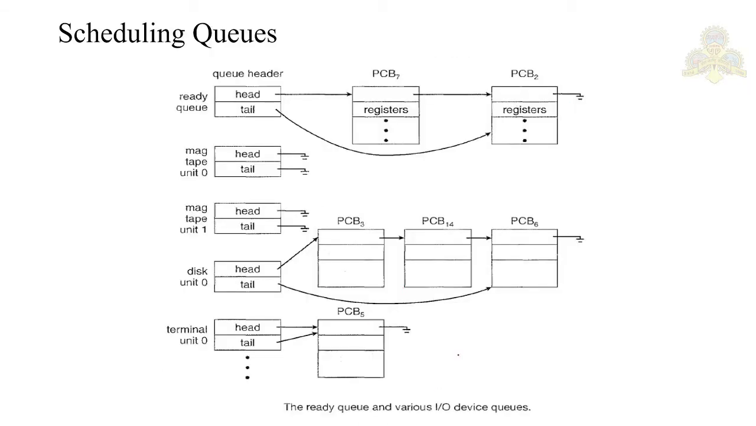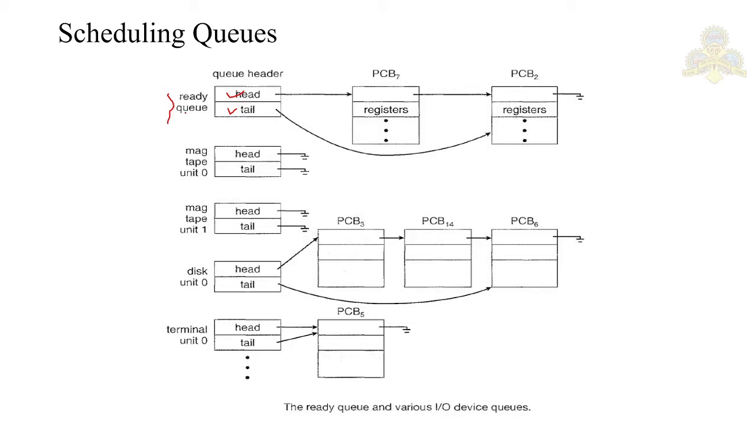So whenever the ready queue header, here you can see the ready queue. This ready queue will have a header. This is the queue header, and here two pointers will be there. One is head, another one is tail. The head will always point to the first PCB which is present in this ready queue, and the tail always points to the last PCB or the process that is present in the same ready queue. So first we'll discuss this diagram.